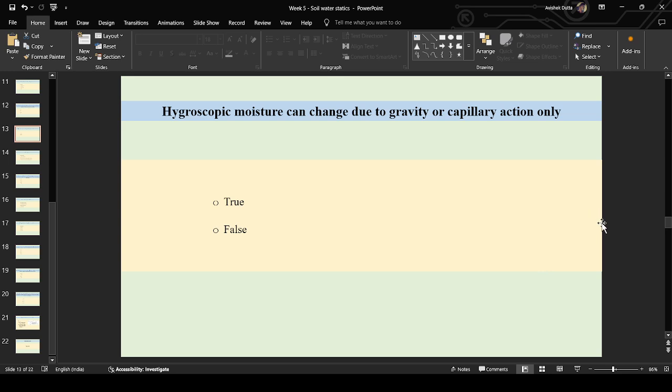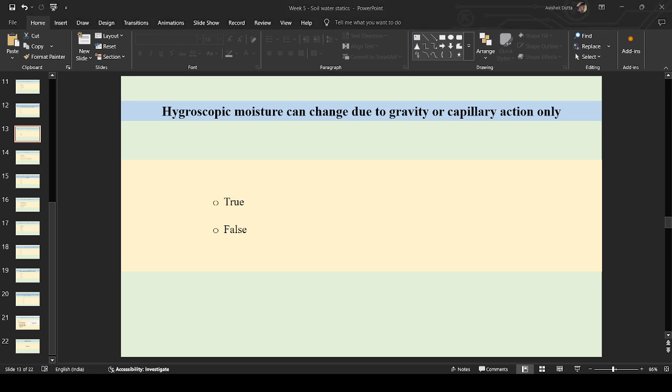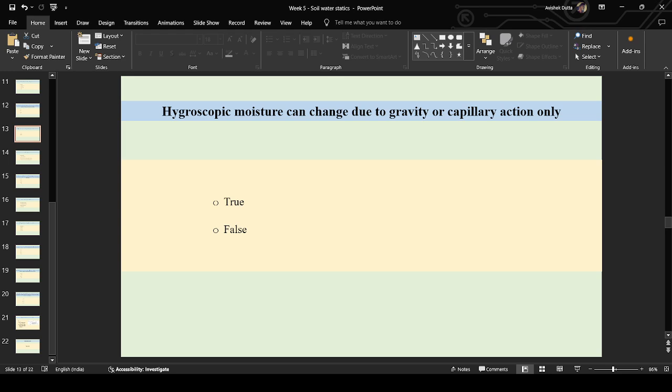I repeat the question, the statement. Hygroscopic moisture can change due to gravity or capillary action only. Is this statement true or false? Okay. Next question.